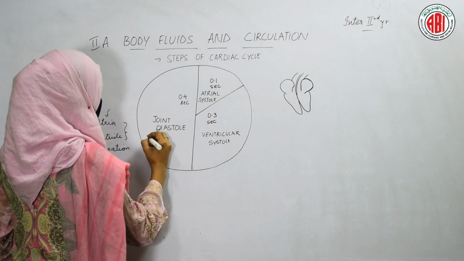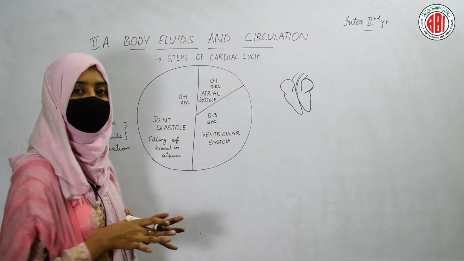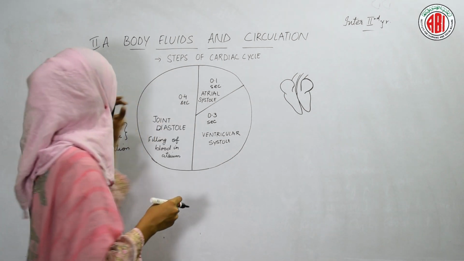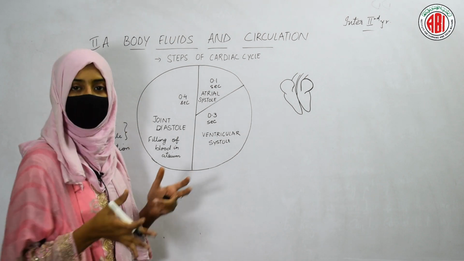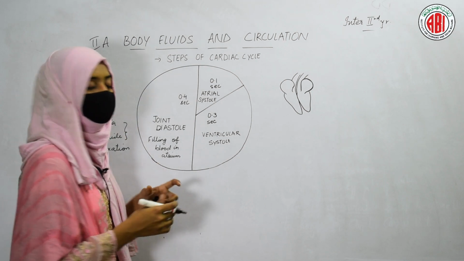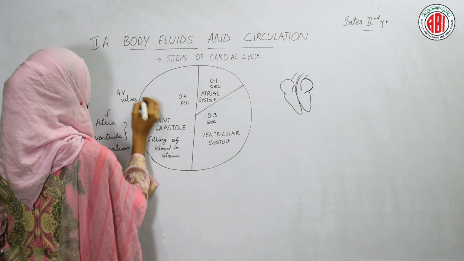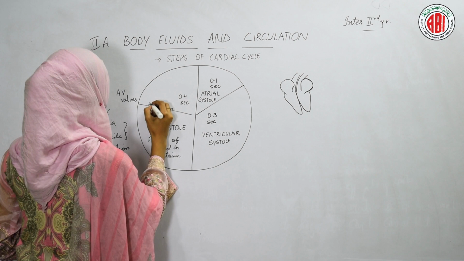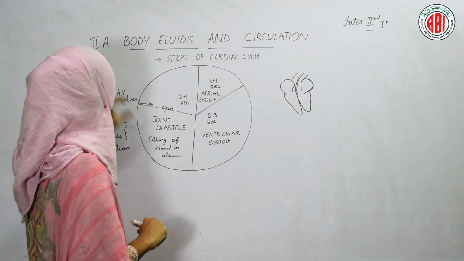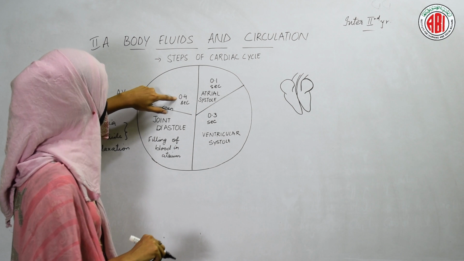After the joint diastole, that means after the filling of blood in the atrium, once the blood is filled up, the atrium will push that blood into the ventricles, right? But here also, once enough blood enters the atrium, it causes some pressure, and due to that pressure the atrioventricular valves open. By the opening of these AV valves, the blood present in the atrium can move into the ventricle within this 0.4 seconds.